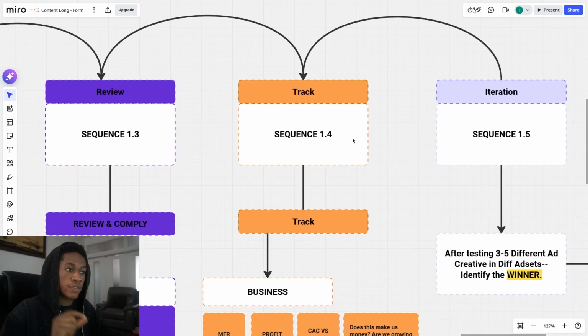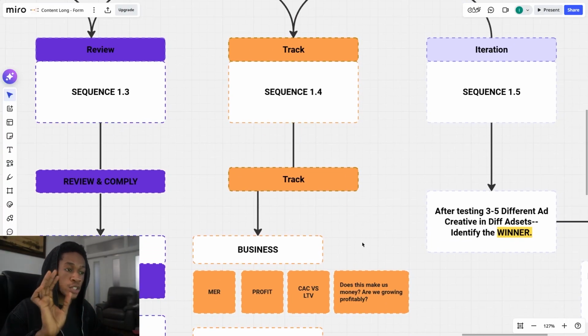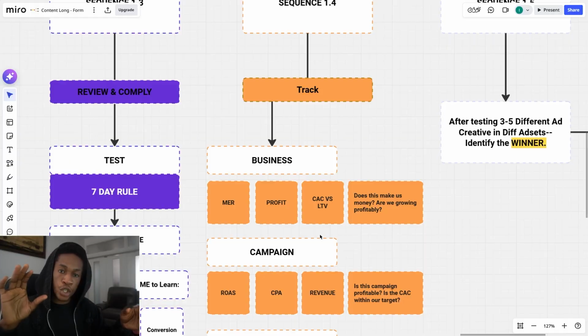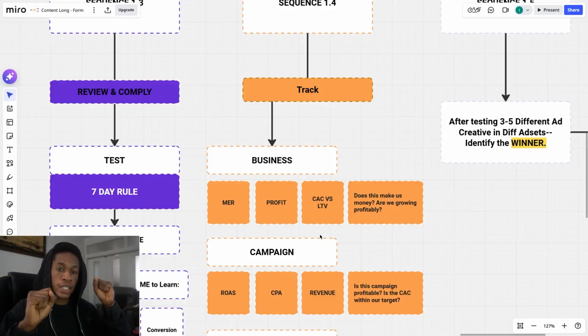The next sequence we have is the tracking phase. So once we've gone from review, we need to go into tracking. Now, tracking is absolutely effective because there are 5 things that we look at. During the tracking phase, we look at the business, right? So these are business metrics we look at. So we look at MER, profit, customer acquisition, and lifetime value. We need to be able to determine, and obviously, customer acquisition cost versus lifetime value. We need to be able to assess how much does it cost to acquire a customer and how much value are they actually giving us, right?